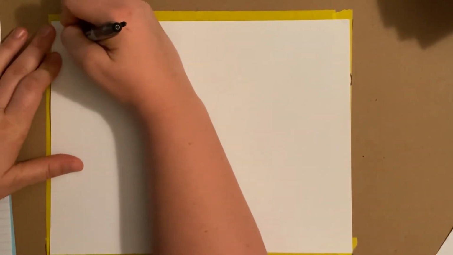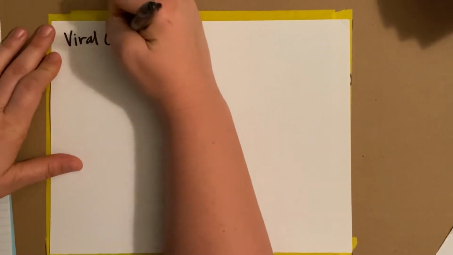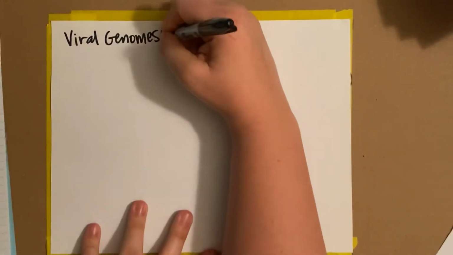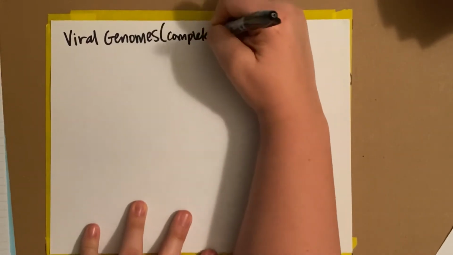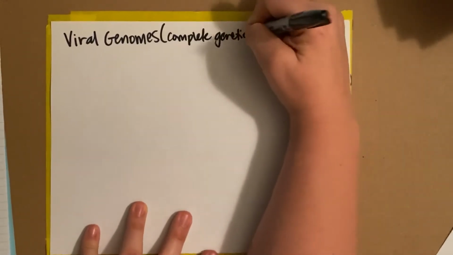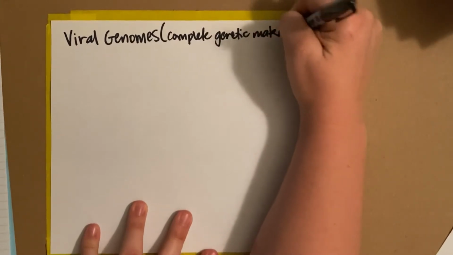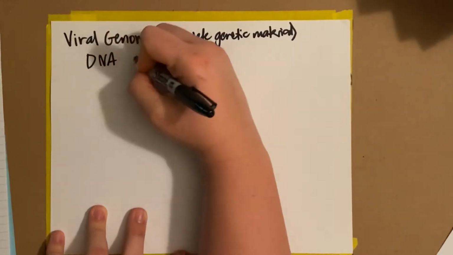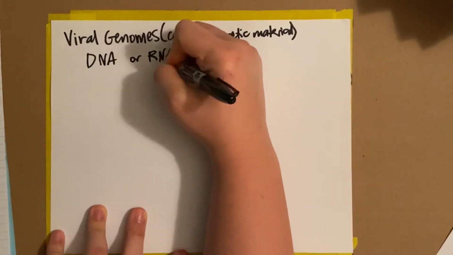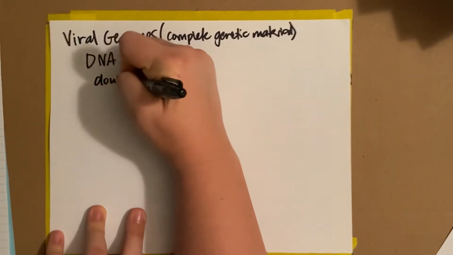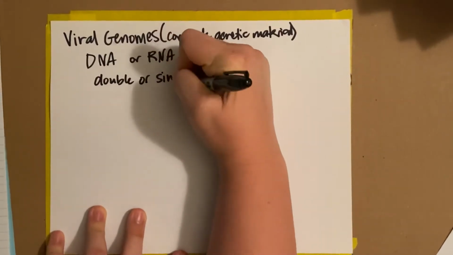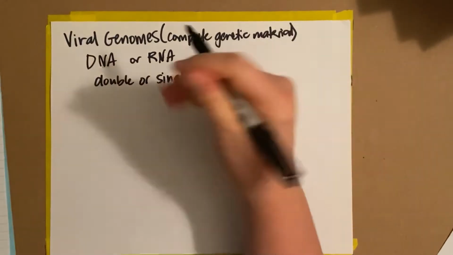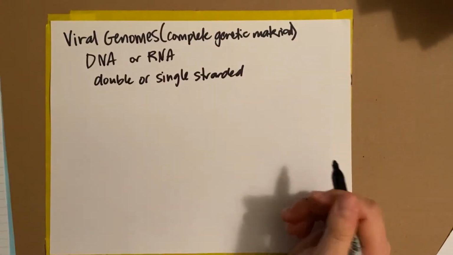Okay, so they are basically little packets of genetic material, and the viral genomes can be a couple different things. The genome is just the complete genetic material. So they can be DNA or RNA, and they can be double or single-stranded. So you can have single-stranded DNA, and all these different combinations.